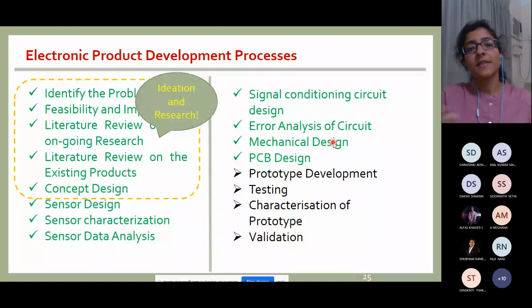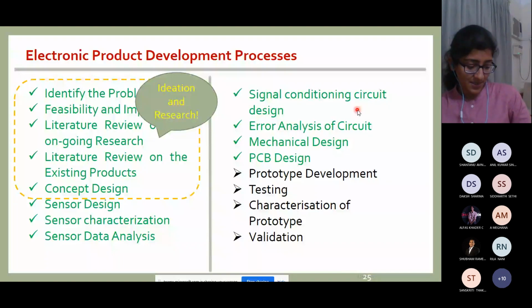Or maybe, if it is a simple circuit, you can keep one single PCB in the product, and then it will operate like that. So it's up to your choice. And okay, so after all those things, do you have any question?